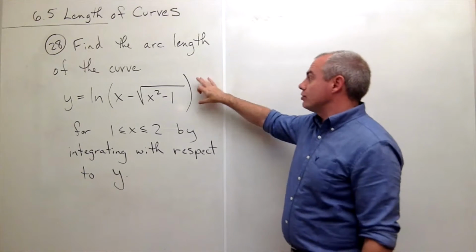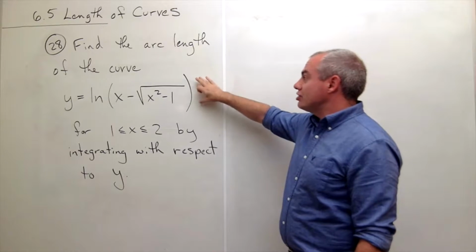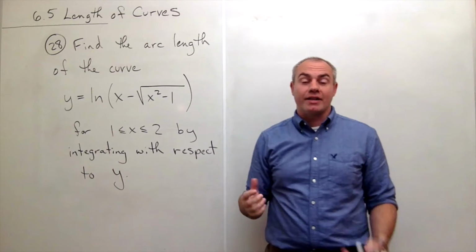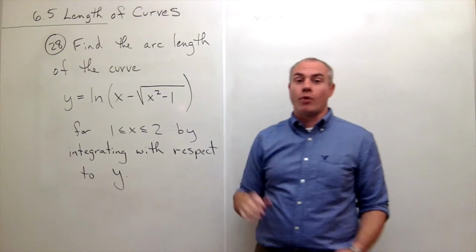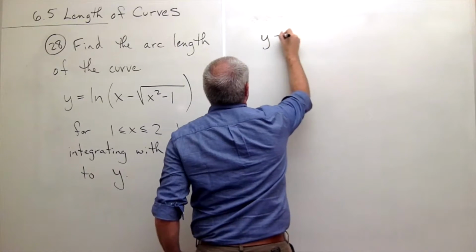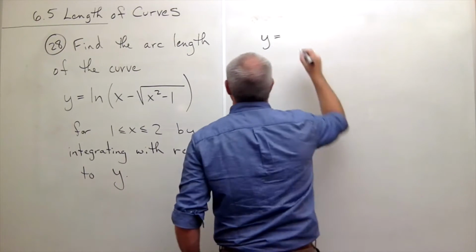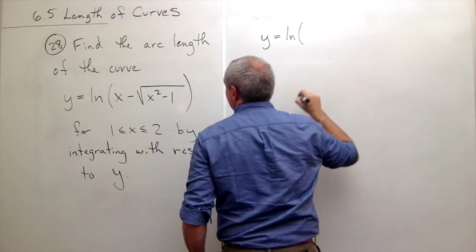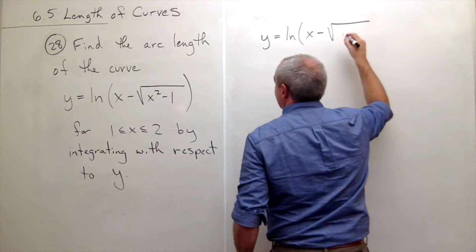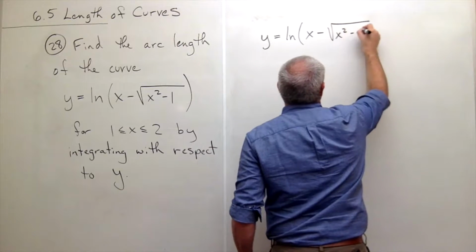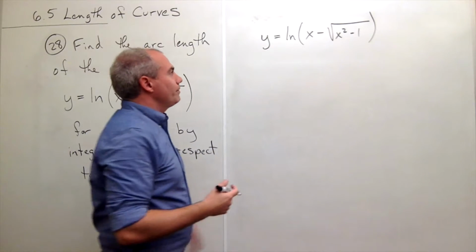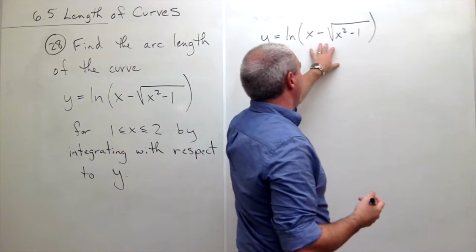So we're going to start out by figuring out the curve that I want to integrate. So write x as a function of y. Let me rewrite this over here. This is y equals ln of x minus the square root of x squared minus 1. And what I want to do is solve this for x.